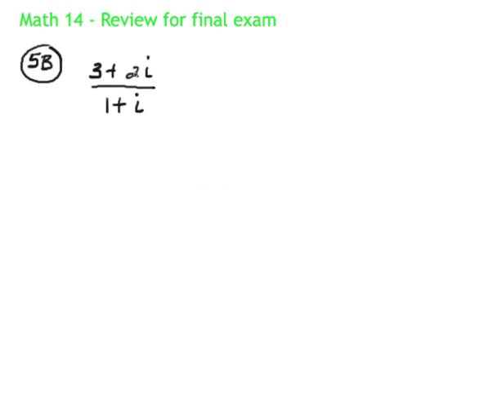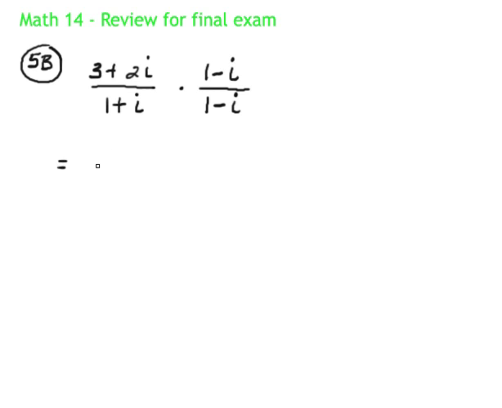In 5b, we're dividing two complex numbers, and the way we do that is we multiply top and bottom by the conjugate of the denominator. So that would be the same number with opposite sign in the middle. All right, so that would be 1 minus i in this case.